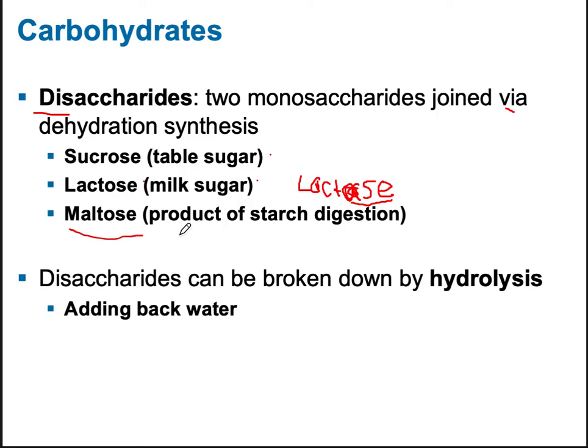What is maltose? It is a glucose plus another glucose. So two glucoses. Disaccharides, like I said, can be broken down by hydrolysis. So everything's put together through dehydration. So everything can be broken back apart through hydrolysis, adding back water. So it's just the reverse of how you put it together.